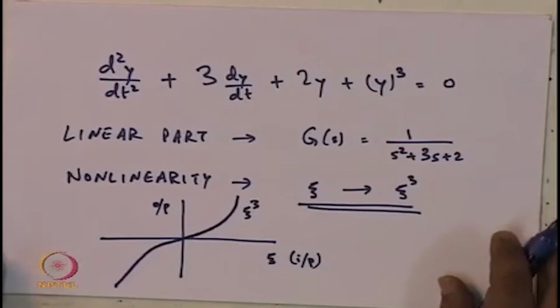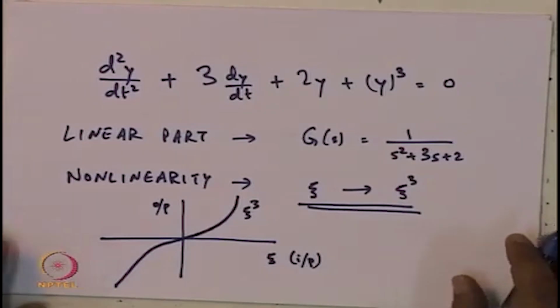Now, the conjecture was made by a person called Eisenman. Suppose you have a nonlinearity, and let us assume that this nonlinearity is memoryless. What do I mean by memoryless? What I mean is that the output of the nonlinearity only depends upon the instantaneous input.